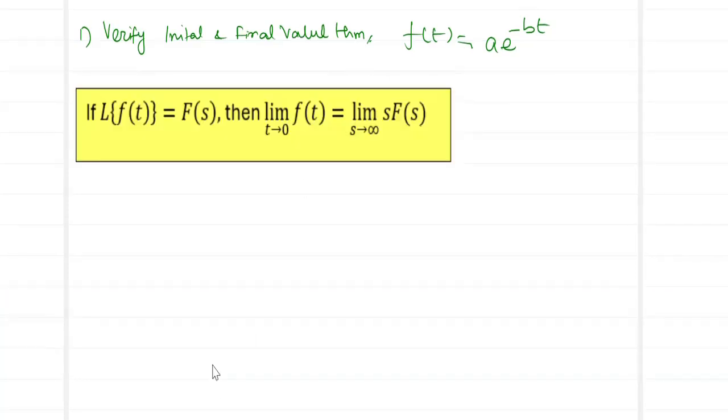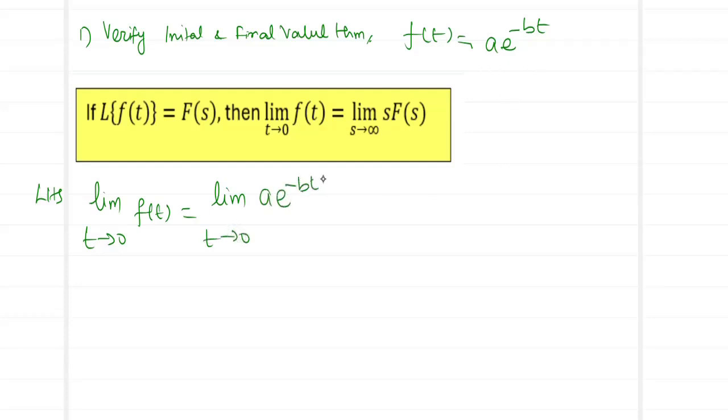What does my initial value theorem say? If Laplace of f of t is denoted by F of s, then limit t tending to 0 of f of t is limit s tending to infinity of s into F of s. Let us begin with the left hand side. LHS is limit t tending to 0 of the function f of t, which is a e power minus bt.